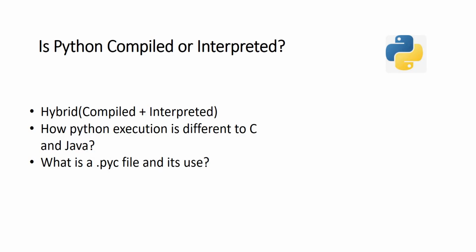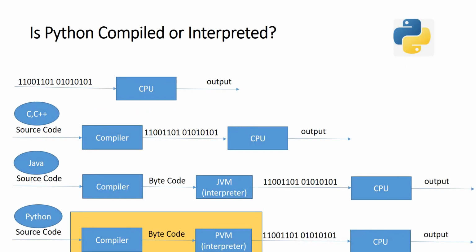So now we are going to see how the Python programs are hybrid and how the execution of Python programs is different when compared to other languages like C and Java. And also we are going to see what is a .pyc file and what is the use of it. Before going to the demo, let us understand the basic execution of different programs like C, Java and Python.